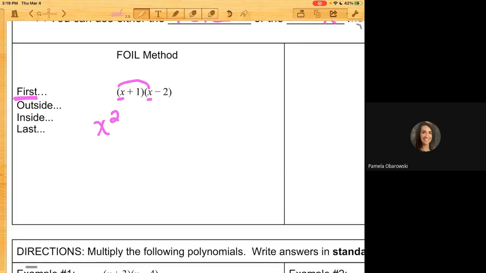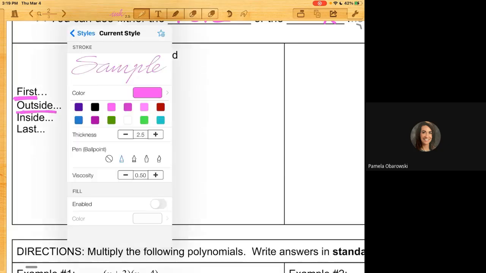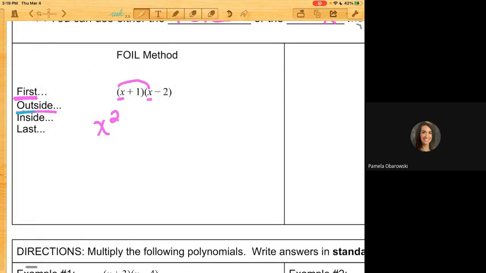Then we multiply our outside terms. Let me switch colors, actually. Let's go with this color. We multiply the outside terms. Outside, outside. And when I multiply my outside terms, I get minus 2x.